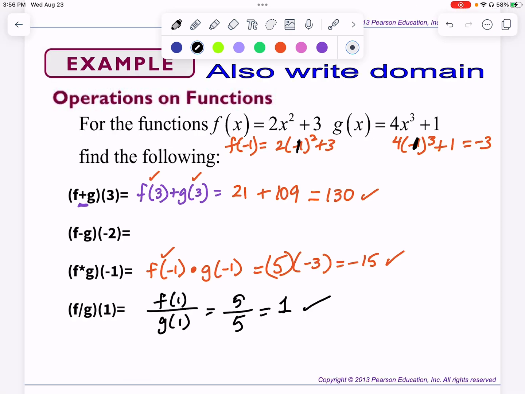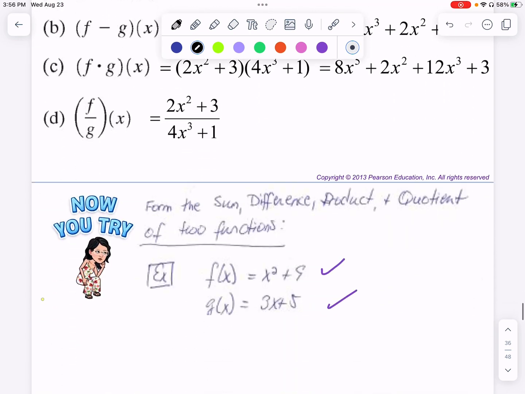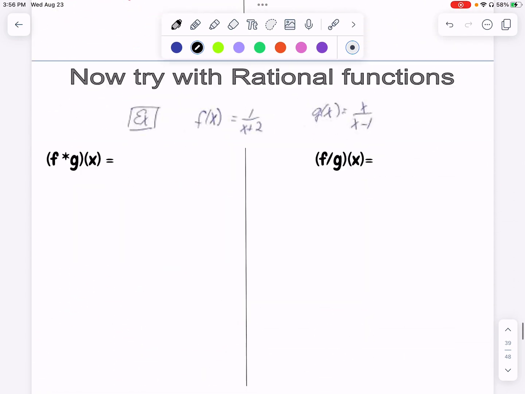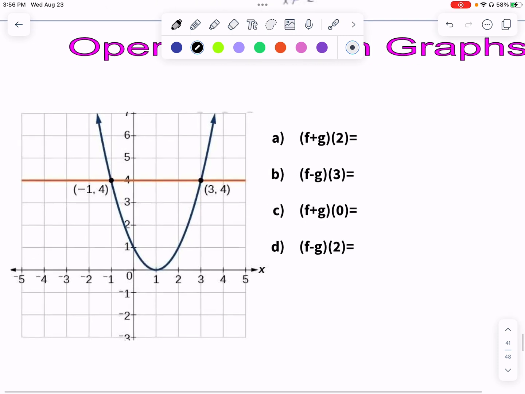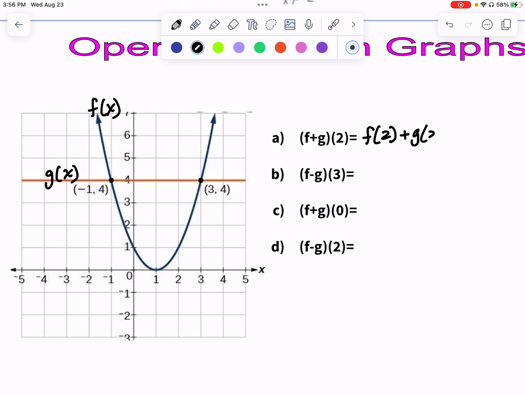The third category under the same topic is visual, using graphs. So let's get there. Here we go. Over here, if you notice, I really haven't been given the equations of the functions. I have been given a graph of the functions. Let's call that f of x, and let's call the red function, or the orange function, g of x. So when I look at the first one, this one's asking me f of 2 plus g of 2.